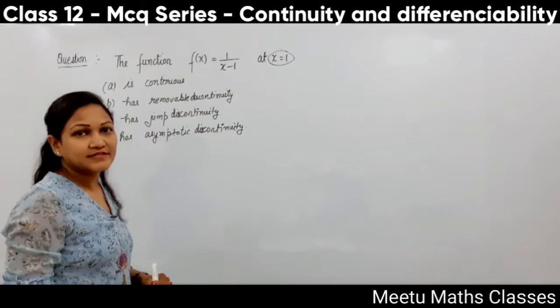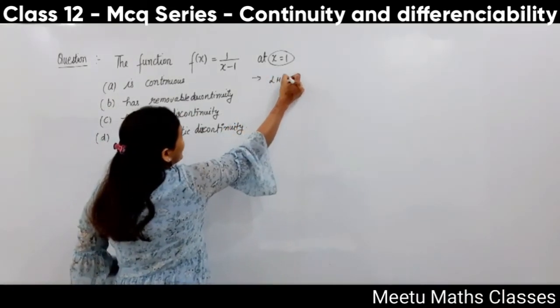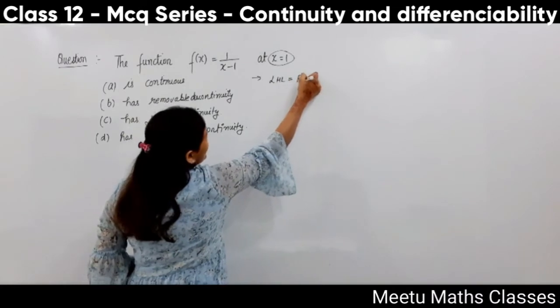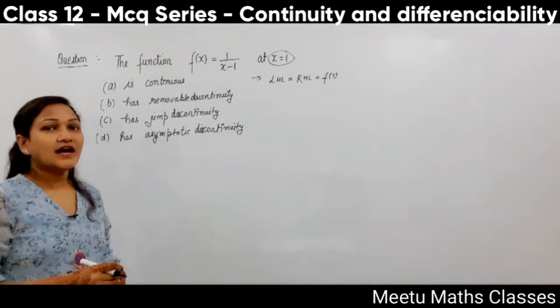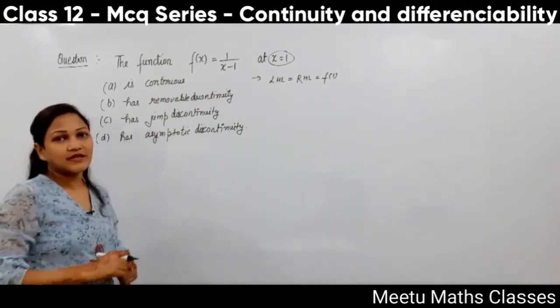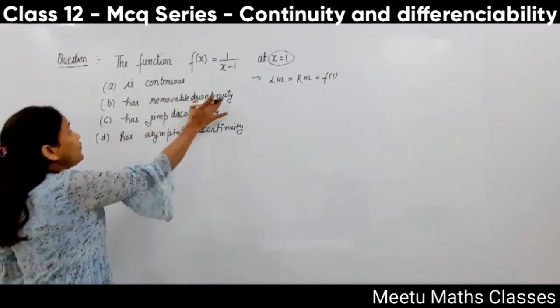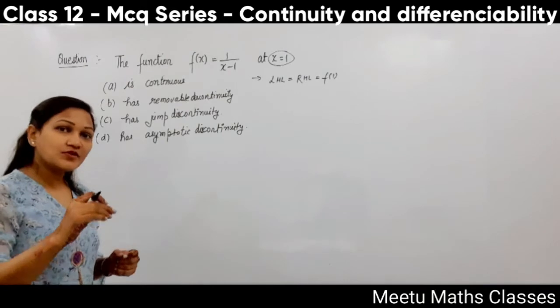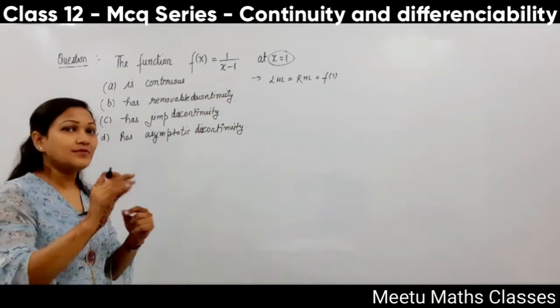is continuous mean. That means the function's left hand limit is equal to right hand limit is equal to the value of the function at that point. अगर ये तीनों इक्वल होते हैं then you will say that your function is continuous at x equals 1. Now what do you mean by removable discontinuity? That means your function is discontinuous at this point but it can be removed.